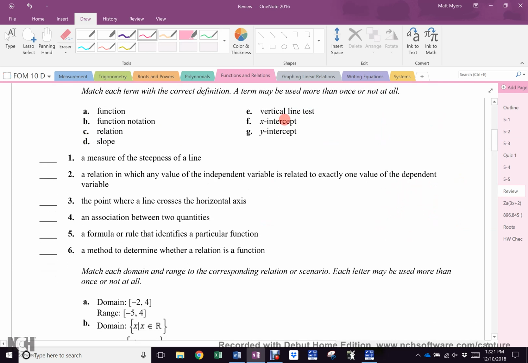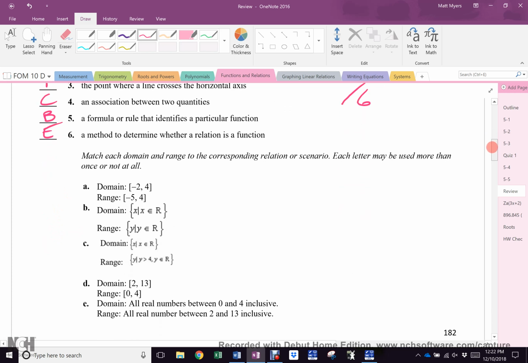Now, some of these words I haven't specifically taught you because you already know, or you should be able to follow the clues to figure them out. What is the measure of the steepness of a line? D, as in doorknob. 2, A. 3, F. 4, C. 5, B. And 6, E. For 6 marks. Now, there is a typo here.